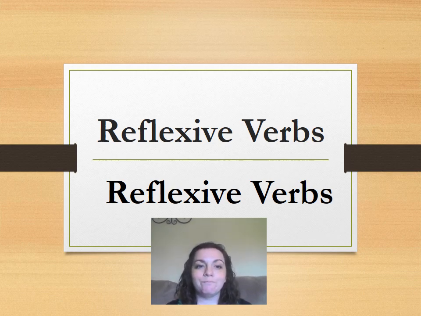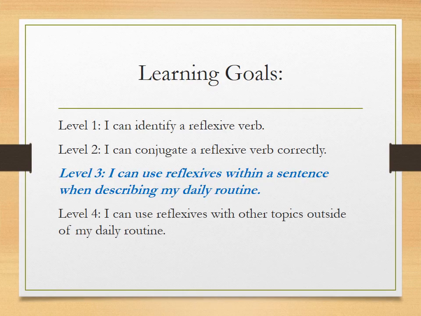So here we go. Reflexive verbs, we're going to talk about our learning goals. What is this all about? Level 1, can you at least identify a reflexive verb? Level 2, can you conjugate a reflexive verb correctly? And level 3 is what we're going to shoot for. Level 3 is, can I use a reflexive verb within a sentence when describing my daily routine? So we're going to be talking about your daily routine, and this is what you need to be able to do. Not only be able to recognize it and conjugate it, but be able to use it within a sentence. So, you guys ready? Here we go.